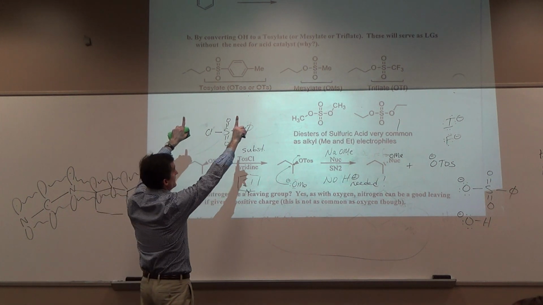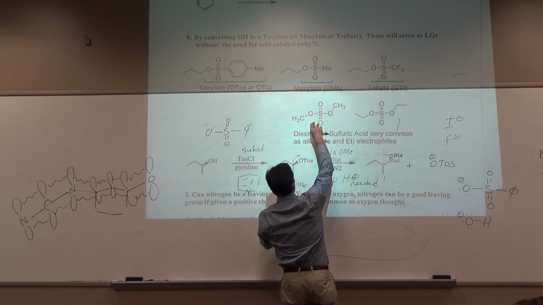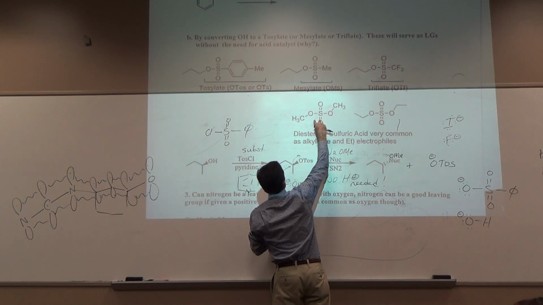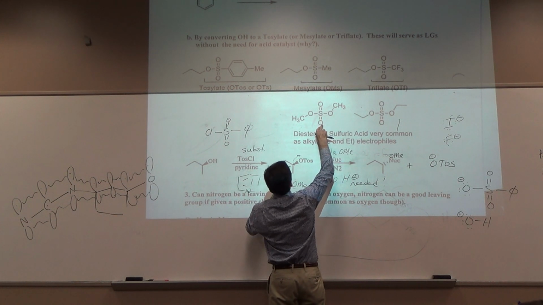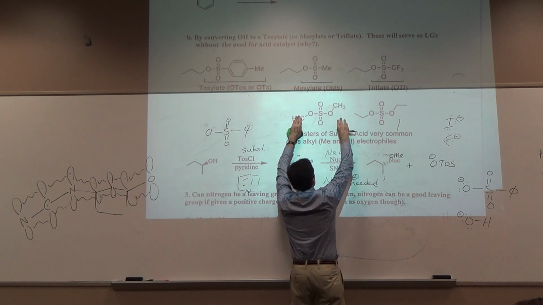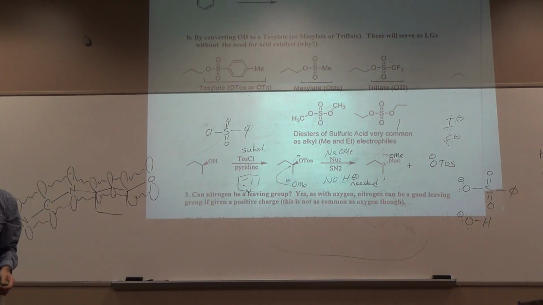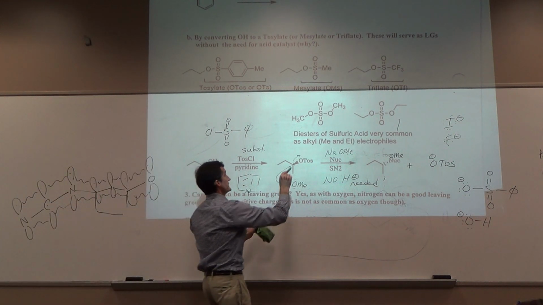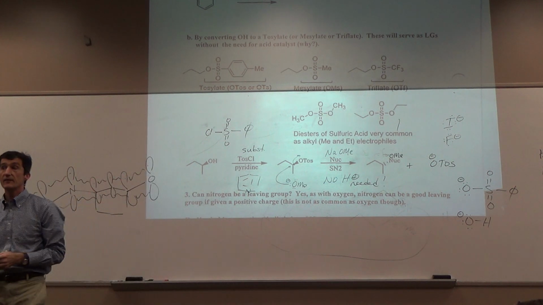By the way, analogous to that is these guys like this. This is called dimethyl sulfate. If under my hands was H's, what would that be called? Sulfuric acid. You replace the H's with alkyl groups, you get so-called esters of sulfuric acid. This is called dimethyl sulfate. The other one is diethyl sulfate.